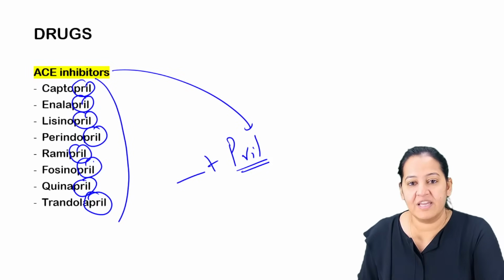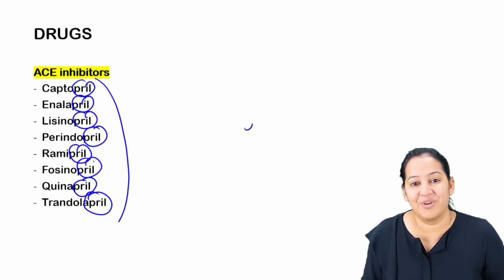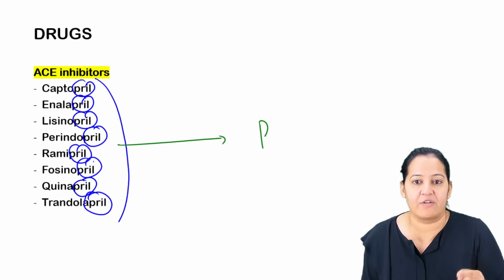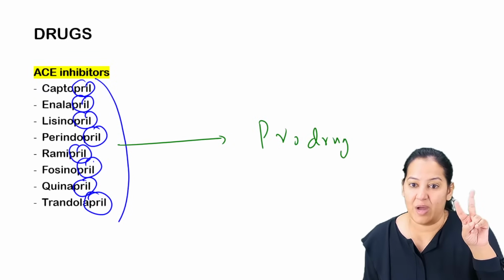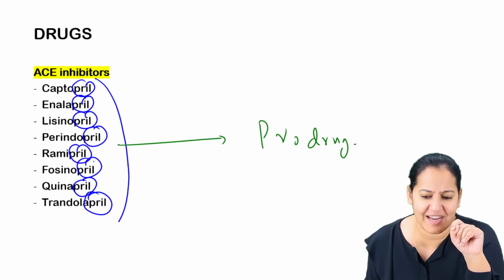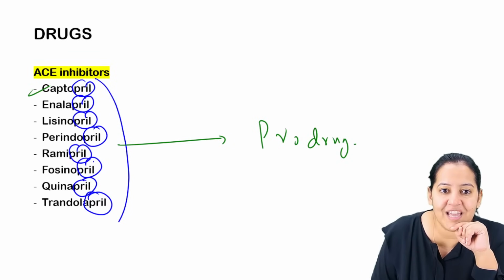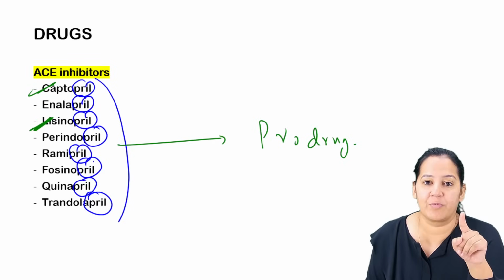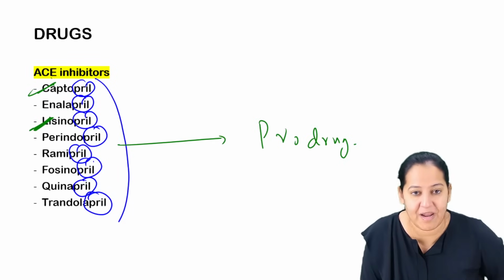Now the most important thing here, I told you, they all are prodrugs. You know what a prodrug is? They all are inactive. After going into the body, in the liver, they convert into the active form. They all are prodrugs except two. The two exceptions are captopril and lisinopril. These are not prodrugs. These are directly active. Rest all are prodrugs except captopril and lisinopril.